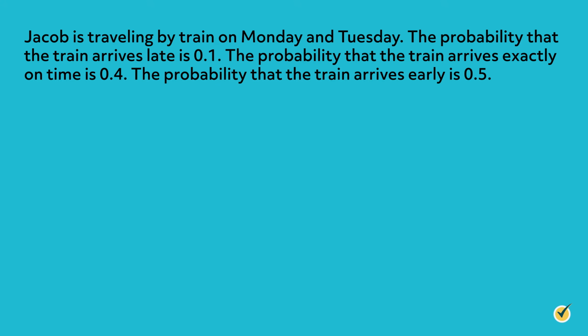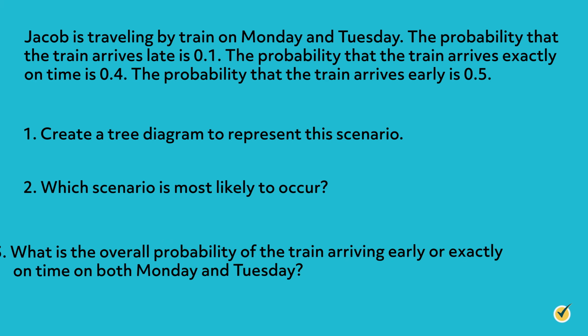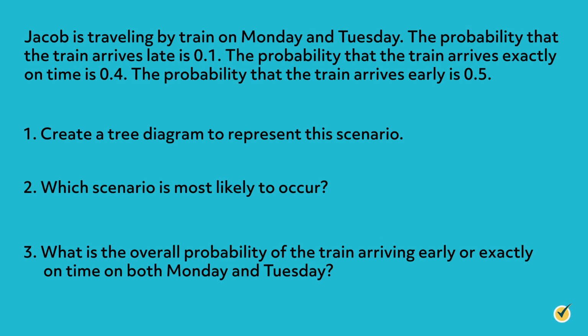The probability that the train arrives exactly on time is 0.4. And the probability that the train arrives early is 0.5. Create a tree diagram to represent this scenario. Which scenario is most likely to occur? What is the overall probability of the train arriving early or exactly on time on both Monday and Tuesday? Pause the video and see if you can do this one yourself. When you're ready, press play and we'll go over everything together.